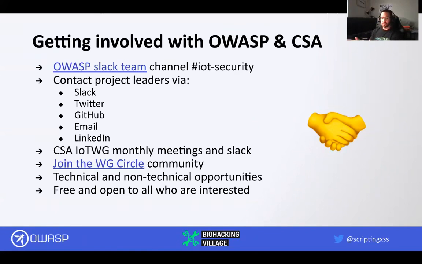We're pretty easy to get a hold of on socials. You can see my Twitter at the bottom right-hand corner, and LinkedIn as well. With Cloud Security Alliance, we have a monthly meeting, again free to attend and join. Keep in mind, with contributing and getting involved, there are technical and non-technical opportunities. You don't have to be an expert or a super hardware hacker or anything like that. User experience, design, format, reviewing, and editing are all needed skills. So again, free and open to all who are interested.